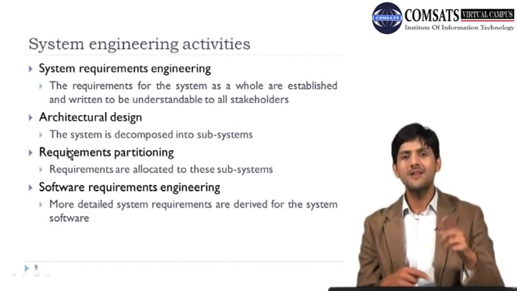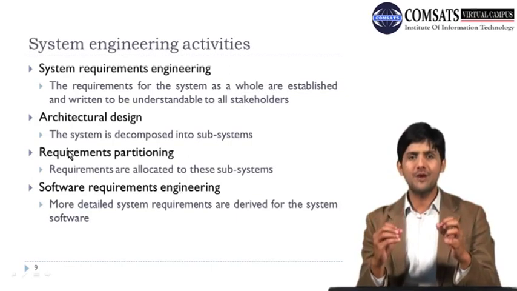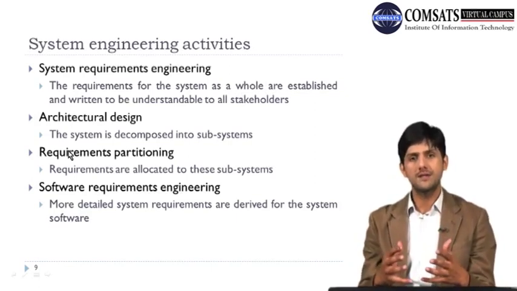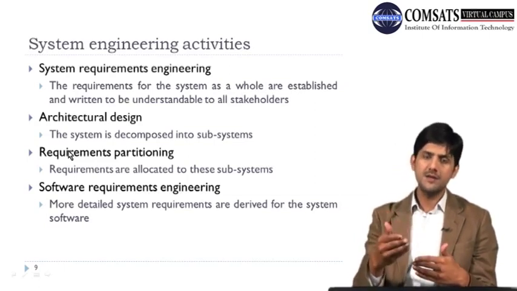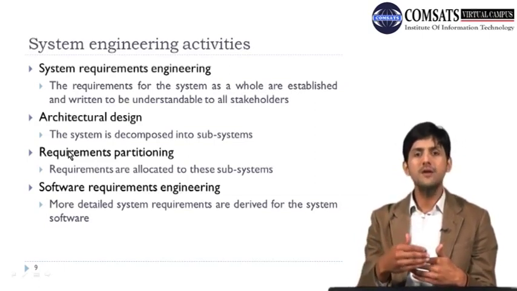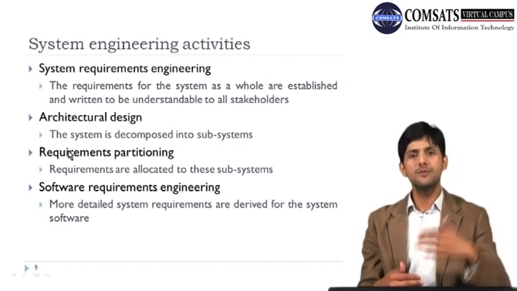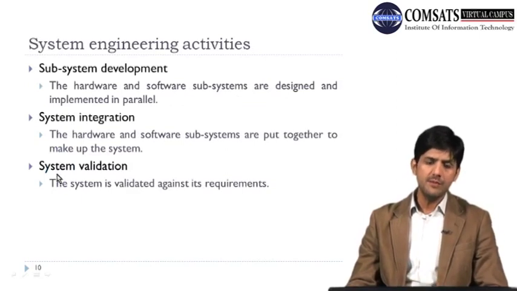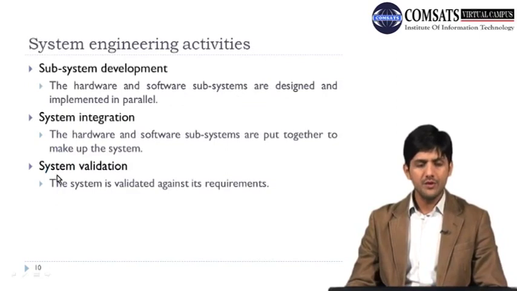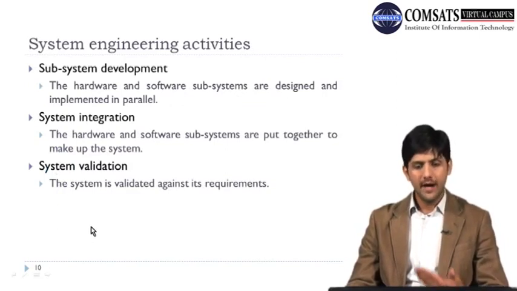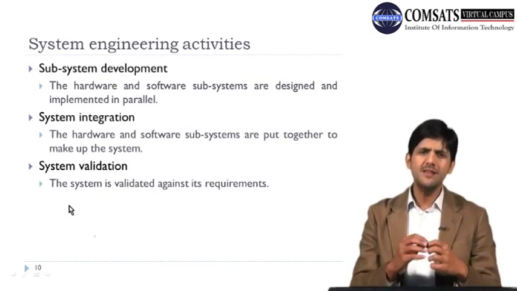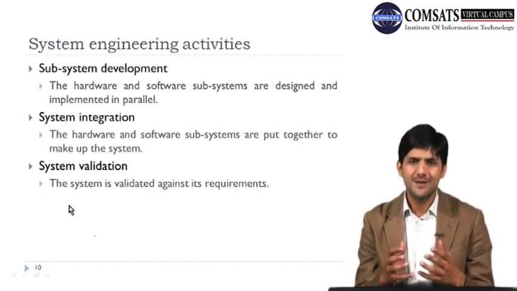So as I said in the beginning, there are different types of requirements. We have some broad requirements. So here you can say that the system requirements are broad requirements. And following the architecture design and requirement partitioning, we try to derive the software requirements from those very broad system requirements. And then in subsystem development, the hardware and the software subsystems are designed and implemented in parallel. And when we talk about system integration, the hardware and the software subsystems are put together to make up the system. And this is where the emergent properties part comes in.